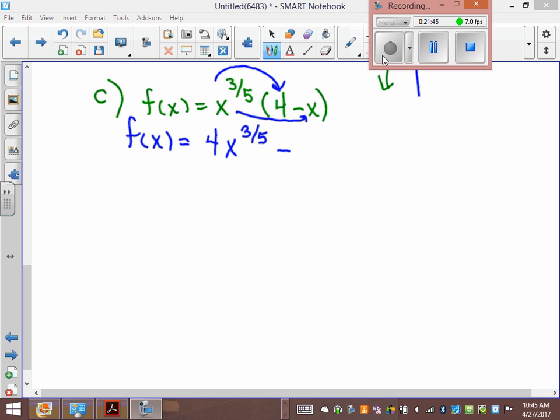What do we do when we have same base? Add exponents. So we need to make a common denominator in order to even add exponents. This is x to the 1 or x to the 5/5. It's supposed to be this exponent. It just looks like it's outside the bracket. Okay, so x to the 3/5 times x to the 5/5 is x to the 8/5.